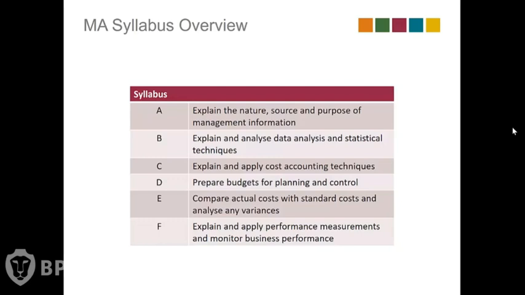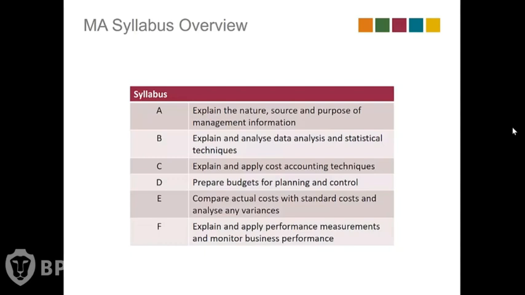Syllabus Area B then looks to move on at explaining and analysing data analysis and statistical techniques. In this part of the syllabus, we'll start to look at different methods of sampling, some forecasting techniques such as the high-low method and linear regression. We'll look at how to summarise and analyse data using statistical techniques such as the standard deviation, expected values and normal distribution.